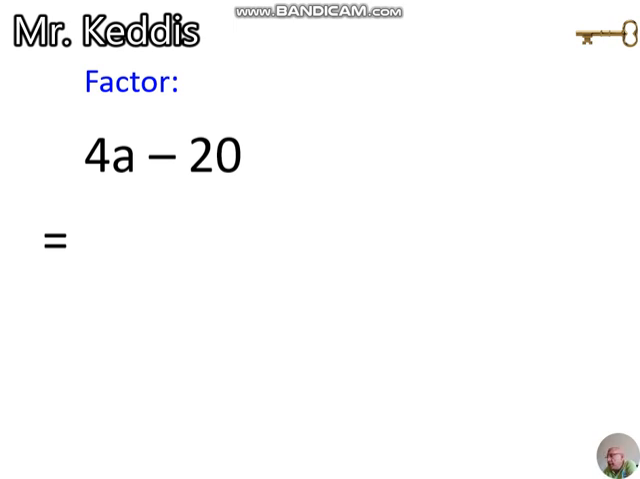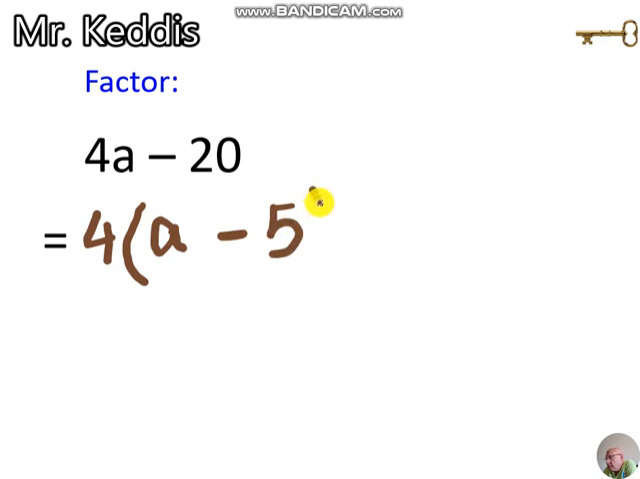To factor 4a minus 20, the only common factor between 4a and 20 is 4, because 4 is divisible by 4 and 20 is divisible by 4. Open bracket. 4 times what to get 4a? 4 times a, minus 4 times what to get 20? 4 times 5. When you multiply 4 times a, I get 4a, and when you multiply 4 times 5, you get 20.